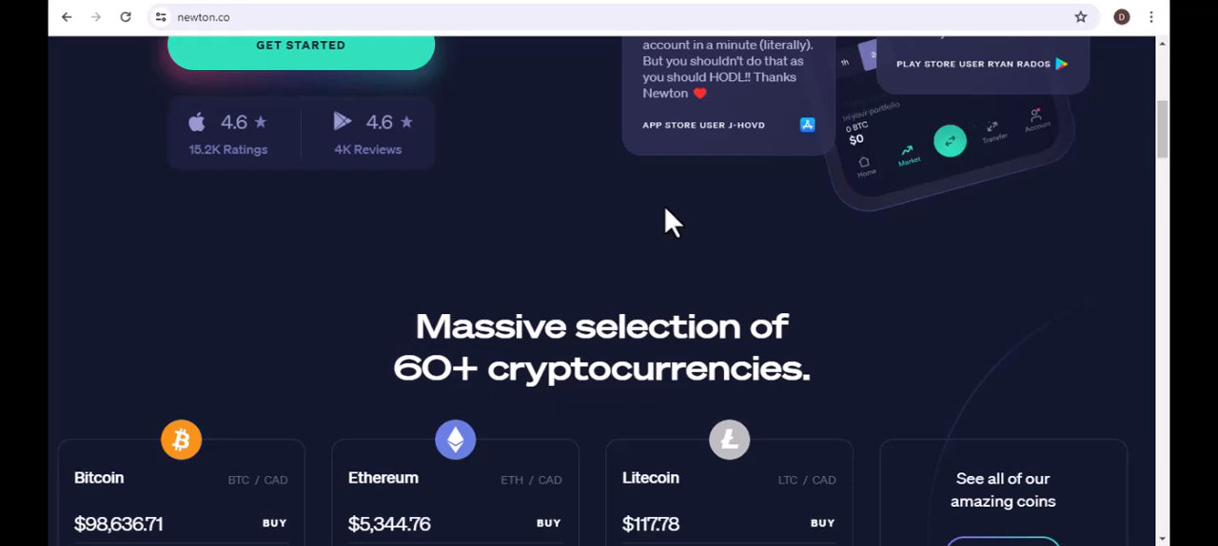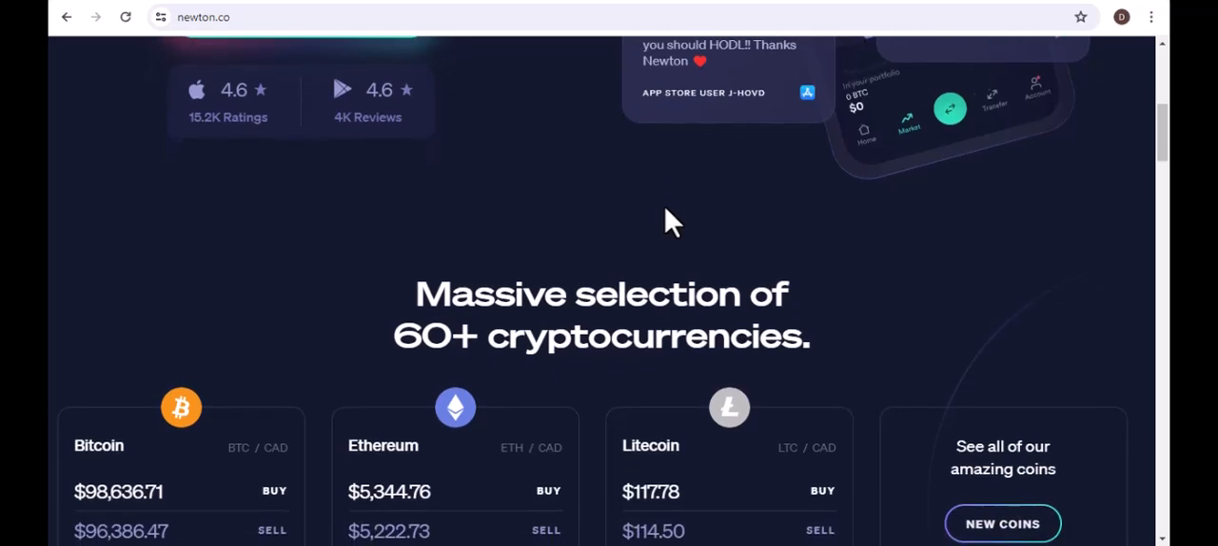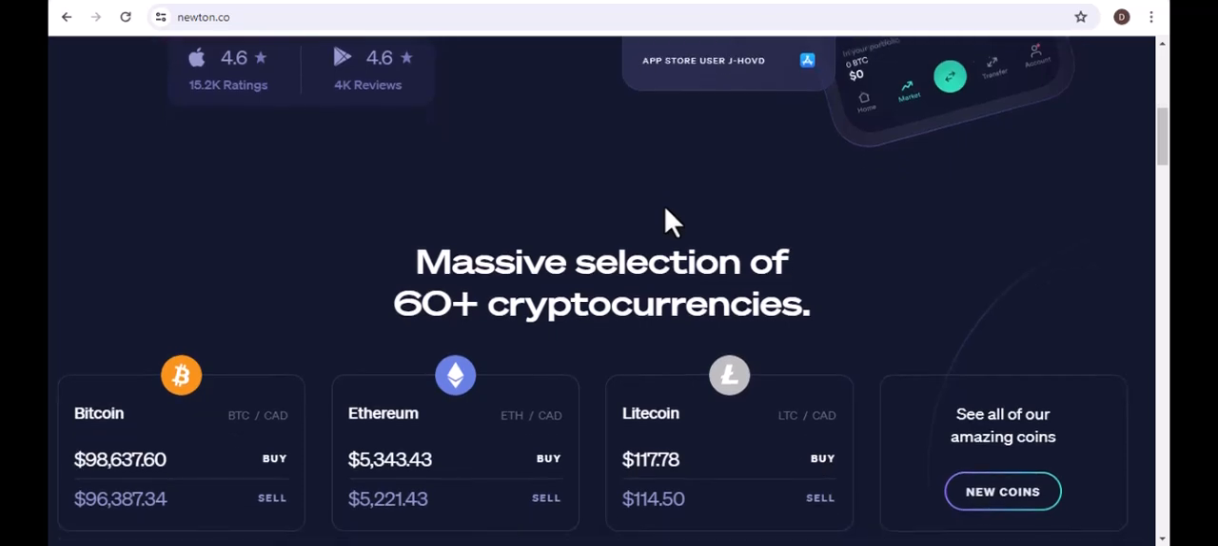In summary, while Newton provides a convenient way to buy and sell cryptocurrencies with Canadian dollars, it currently does not offer the direct swapping of one cryptocurrency for another within the platform. If you need this functionality, you'll need to use the two-step process of selling for fiat and then buying the desired coin, or consider utilizing other cryptocurrency exchanges that specialize in direct crypto-to-crypto trading.